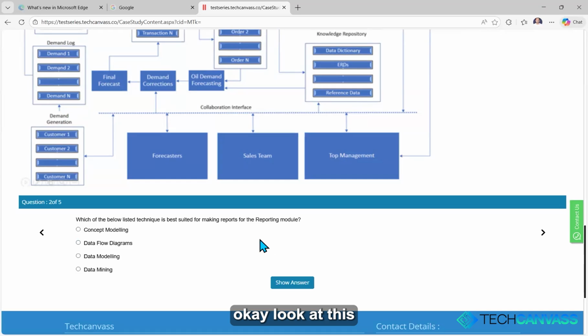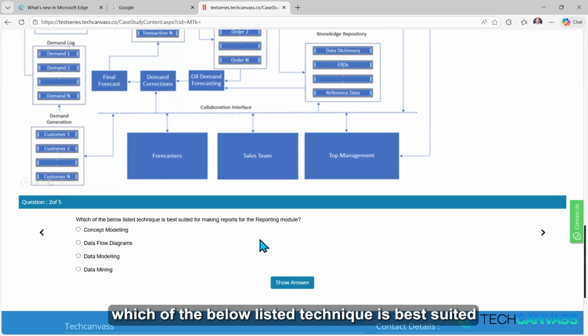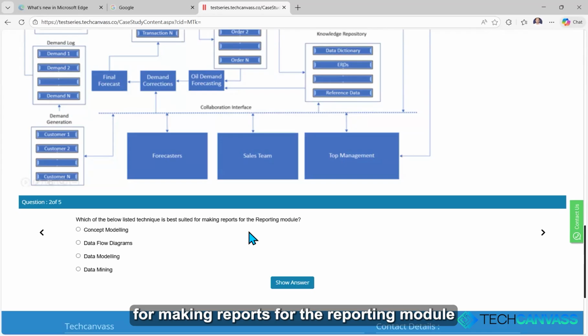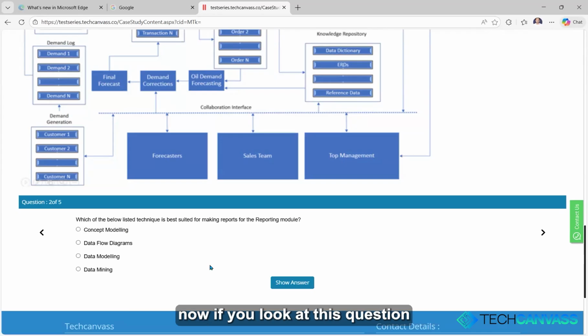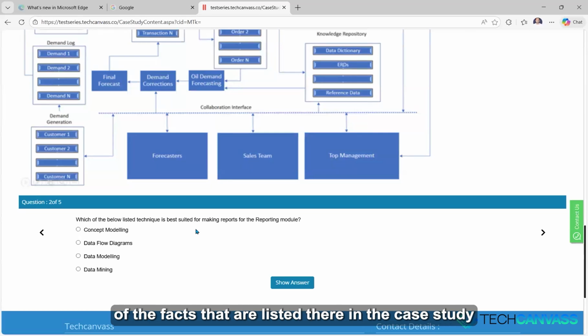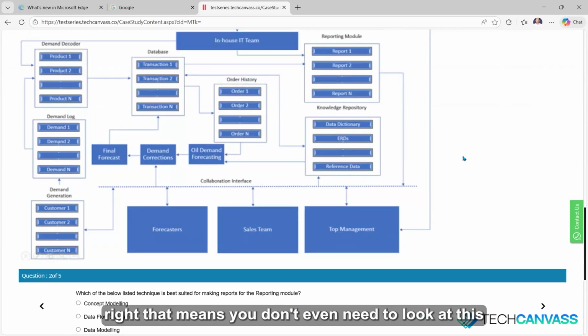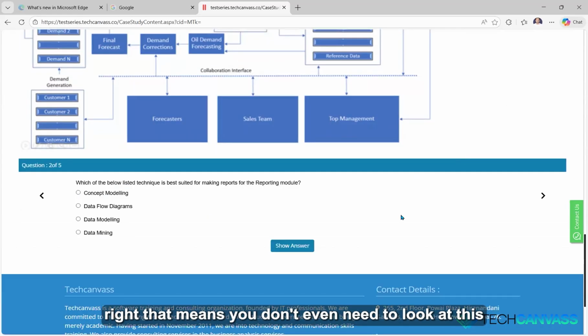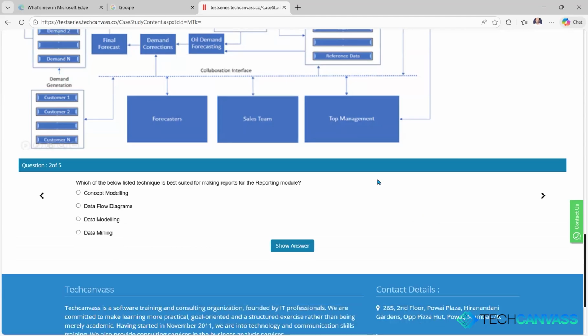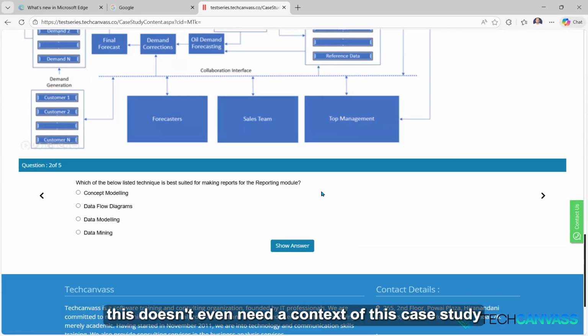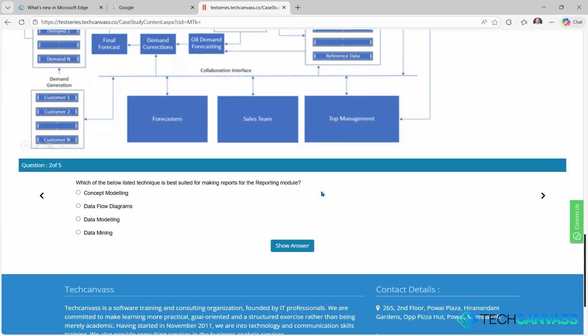Okay. Look at this. Which of the below listed techniques is best suited for making reports for the reporting module? Now, if you look at this question, it's not referring to any of the facts listed in the case study, right? That means you don't even need to look at the case study for this. This doesn't even need the context of the case study. Even these kinds of questions will be there in your case study.